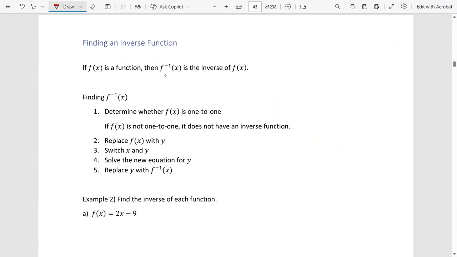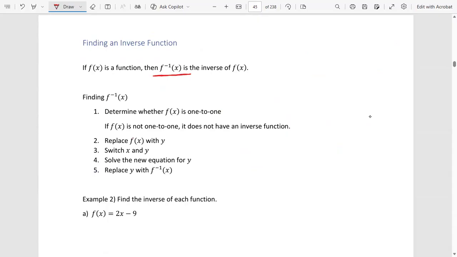As I said, we always show the inverse by f inverse of x or f -1. That -1 is not a power. Please don't confuse yourself with the power. That is just a notation to show that it's the inverse function. And we read this one as f inverse of x.